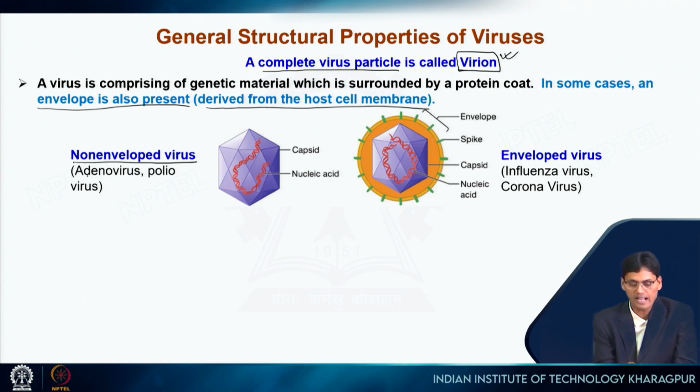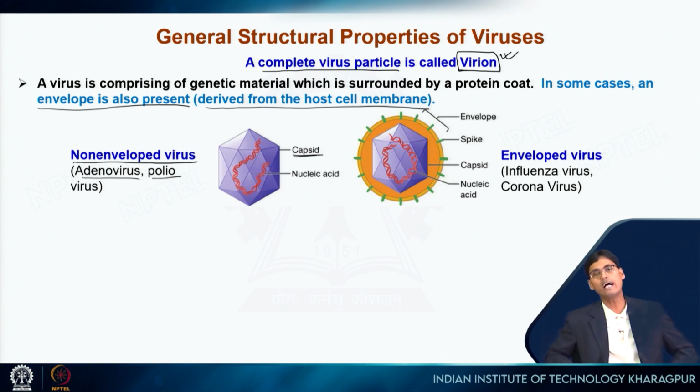Here, as I already mentioned, non-enveloped viruses do not have this envelope outside. For example, adenovirus and poliovirus are non-enveloped viruses. So what is this? Outside, this is the protein coat. The protein coat of a virus is called capsid. And inside the protein coat, you have nucleic acid here. This is the simplest structure.